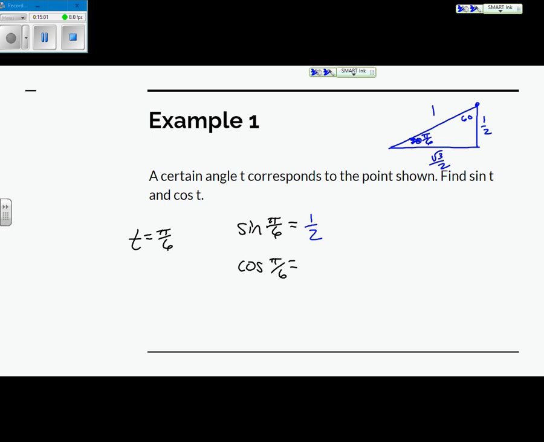Cosine of pi over 6. That's going to be adjacent over hypotenuse, right? What's adjacent to the pi over 6? Square root of 3 over 2. And the hypotenuse? 1. Guys, what was my coordinate point that I put right here at pi over 6?